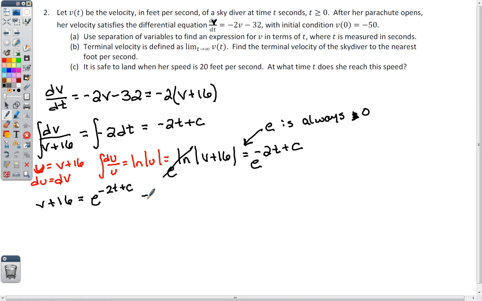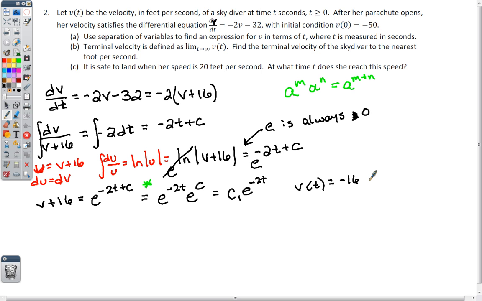And then I can separate this into e to the negative 2t times e to the c. Right? We remember that if I had a to the m times a to the n, that was a to the m plus n, and we can also run that in reverse, right? So we can use that here. Okay? And then we can say that, well, e to the c is just another constant. So we'll write that as c1 e to the negative 2t. Right? But we don't really want v plus 16, we just want v. So I'm going to subtract 16 from both sides, and we're going to say that v of t, right? We didn't write it as v of t, we wrote it as v, but v of t is negative 16 plus c1 e to the negative 2t.